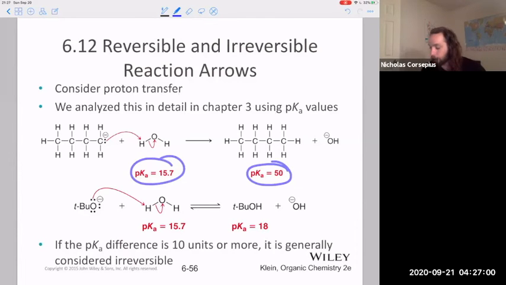compared to these two means that this really favors the products, whereas this is a relatively small difference, so we could say that this is reversible. So the rule of thumb is that if your pKa difference is 10 or more units, it's irreversible. If it's less than 10 units, you'll consider it to be reversible.